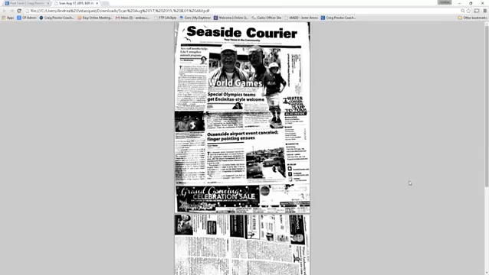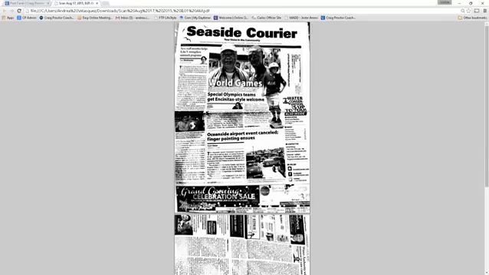So I was looking at my own local newspaper here that arrived, I guess it was yesterday or the day before. It's called the Seaside Courier. So I've included a copy right here for everyone to take a look at. This is the front cover.